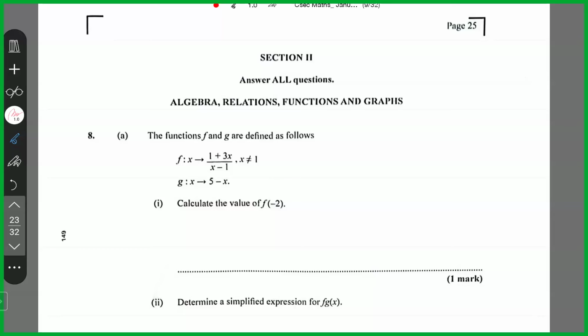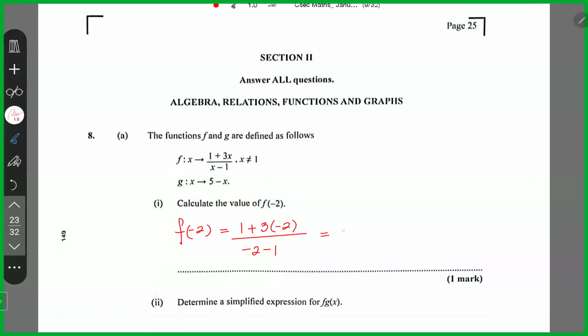Question number 8 says the functions f and g are defined as follows. We're to calculate f of minus 2. Well, in f, wherever we see x, we're going to put minus 2. So this is 1 plus 3 times minus 2 over minus 2 minus 1. This is f of minus 2.